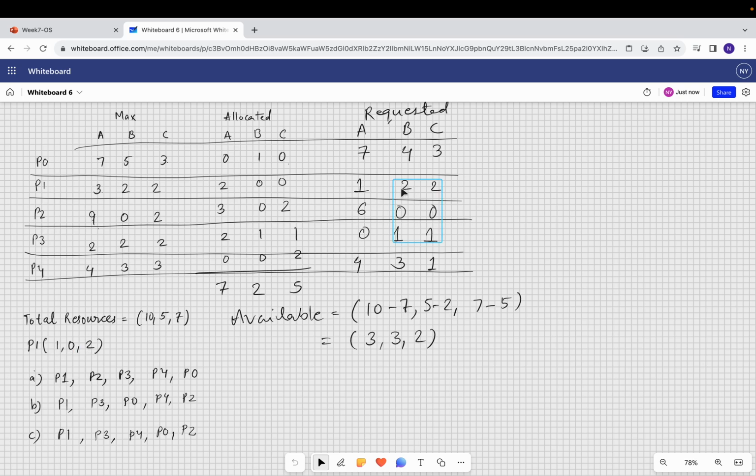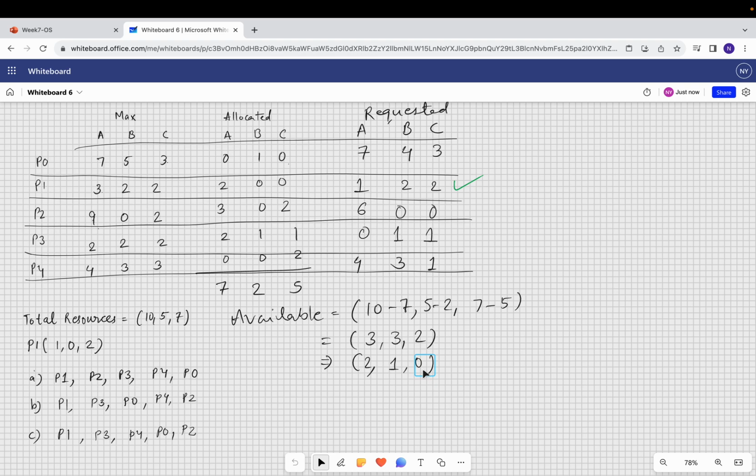After servicing this request, P1 will need 2 units of resource B as well, so that also we can service because we have 3 units of resource B here. After this, the available units of resources will be: we have given 1 unit of A, so that means 2, we have given 2 units of C, that is 0, and B is 1. So after servicing P1's request, we are left with 2, 1, 0 resources.